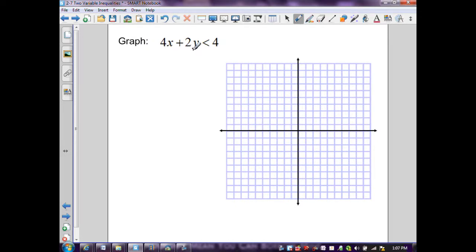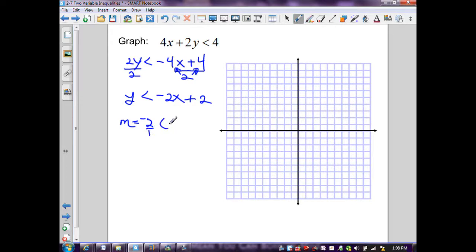Here I'm going to solve for y, so I'm going to subtract 4x on both sides. That gives me 2y is less than negative 4x plus 4. Divide by 2 on both sides. That's going to give me y is less than, 2 goes into both, whether it goes in evenly or not, but it does here. So this is going to give me negative 4 divided by 2 is a negative 2x. 4 divided by 2 is a positive 2. Slope-intercept form. So my slope is equal to negative 2, and I also can write that as negative 2 over 1. And my y-intercept is 0, 2.